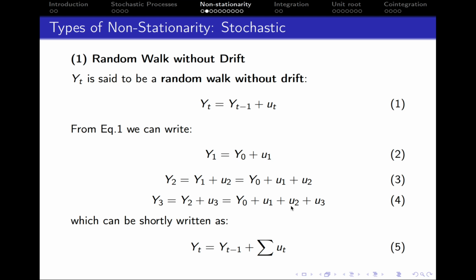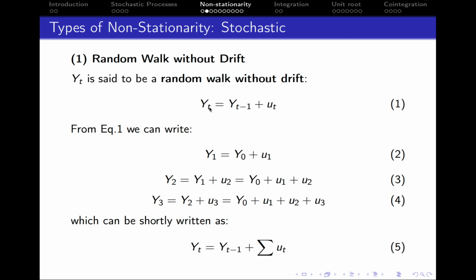A process can be a random walk without drift, and an example of such a random walk without drift could be the following equation. So we see that some variable y is a function of its own value in the previous period plus the error term. And if you look at the coefficient next to yt minus 1, you will see that the coefficient is 1. And from this equation, we can write the following equation.